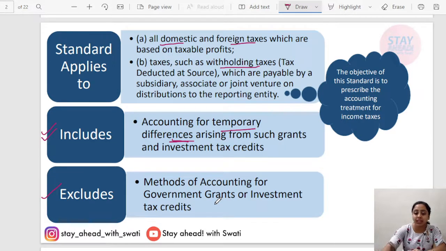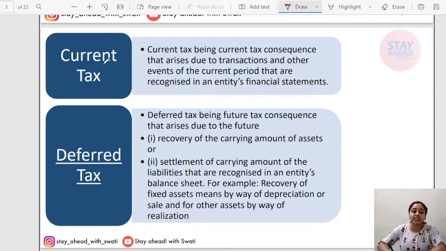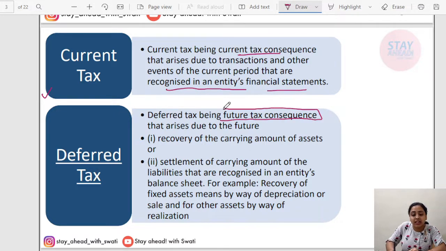Okay. Next, current tax is the tax that is related to the current financial year, the current reporting period, whereas deferred taxes are related to future actions, future events, future profits. Current tax arises due to transactions and other events of the current period that are recognized in an entity's financial statement, whereas deferred taxes are future tax consequences. These are current tax consequences, these are future tax consequences.